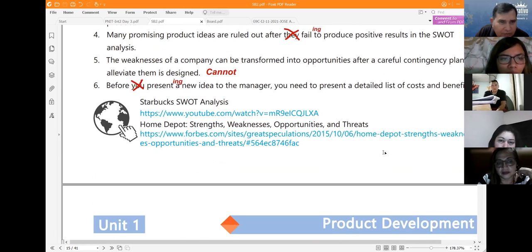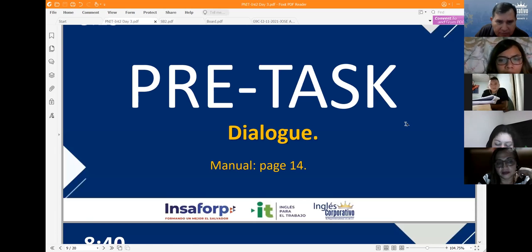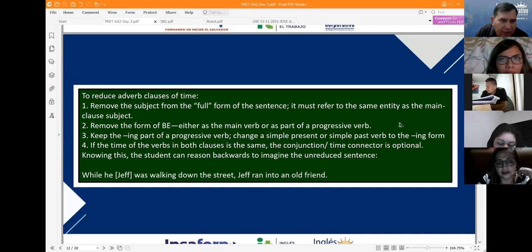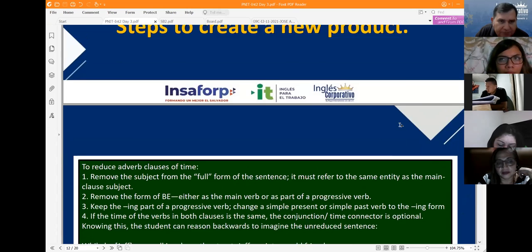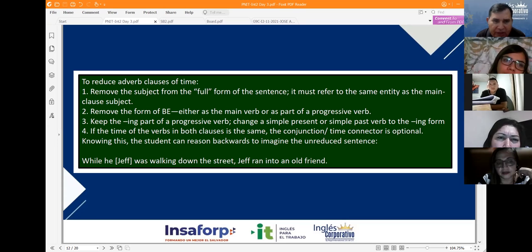We're going to go to the other part. We did this part and this other part. Okay. Now let's get to this part, okay? We say, to reduce adverb clauses of time, remove the subject from the full form of the sentence. It must refer to the same entity as the main clause subject. I mean, same subject. Remove the form of be, either as the main verb or as part of the progressive.